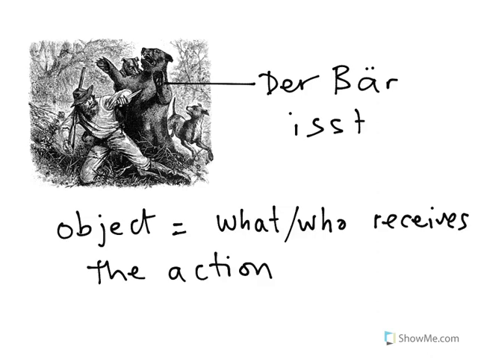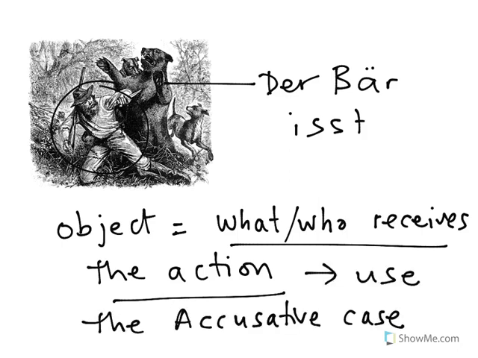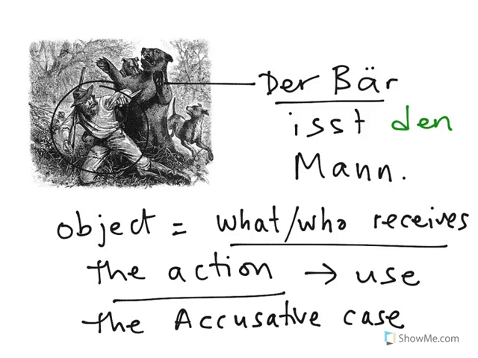Now, what is the object here? The object is who or what receives the action. If the action is eating, who or what here is being eaten, who is receiving that action? In this case, it is this unlucky man. In German, the accusative case shows that something is the object. For a masculine noun, the accusative case is indicated by using den as the article. So, here, der Bär isst den Mann. Der Bär is the subject, doing the action, and eating the man, the object here.